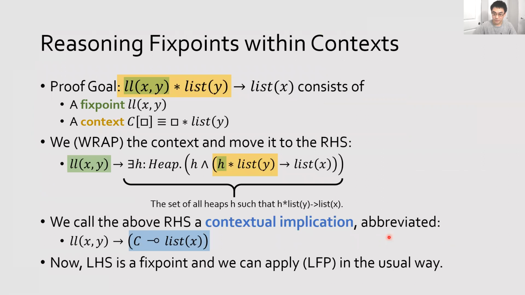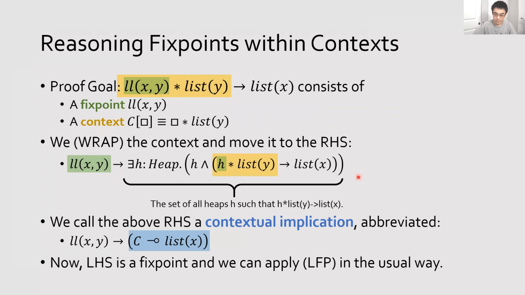Now, let me explain our context reasoning rule using this example proof goal. LL of XY star list of Y implies list of X, where the fixed point LL of XY occurs within a context. We use a proof rule called wrap to wrap the context on the left-hand side and move it to the right. The new proof goal becomes this.